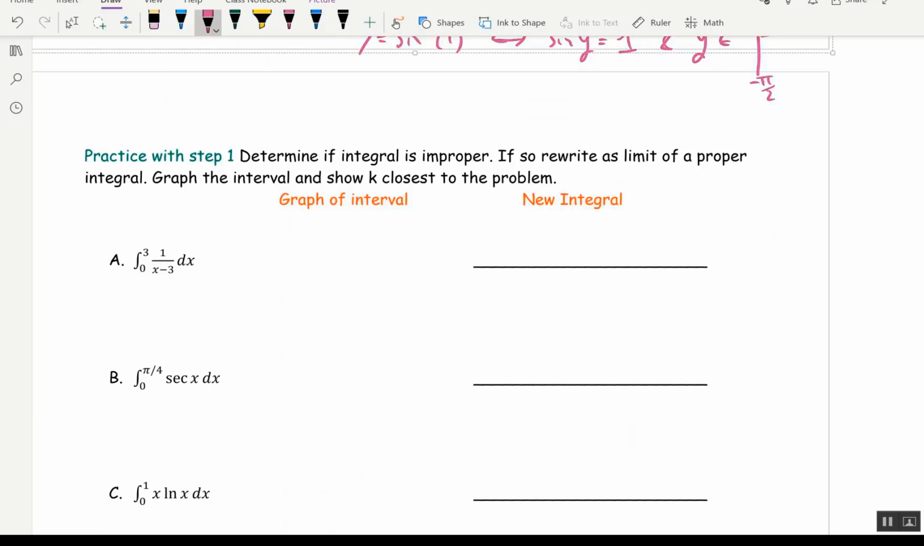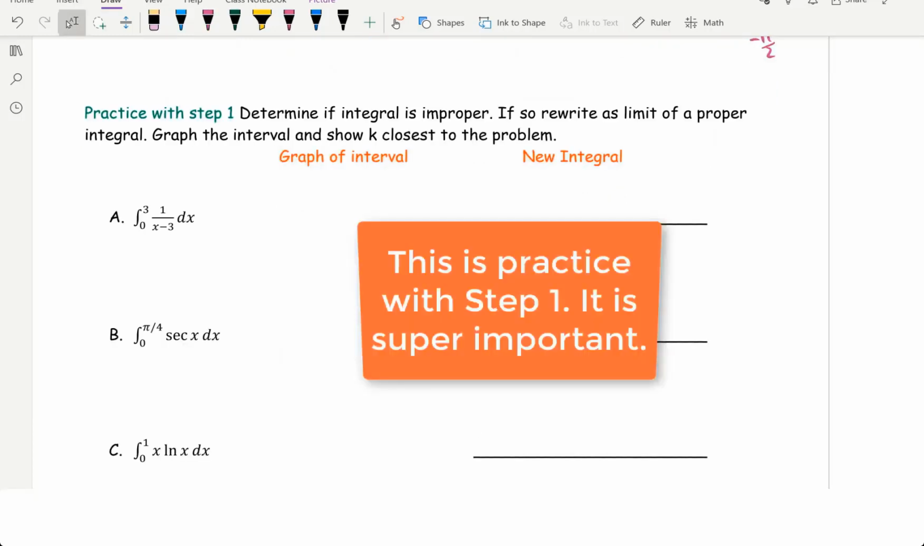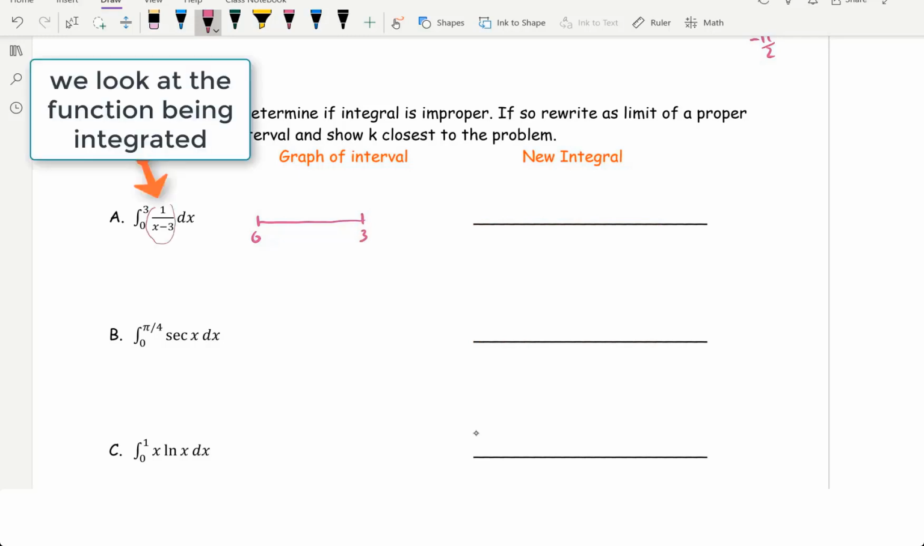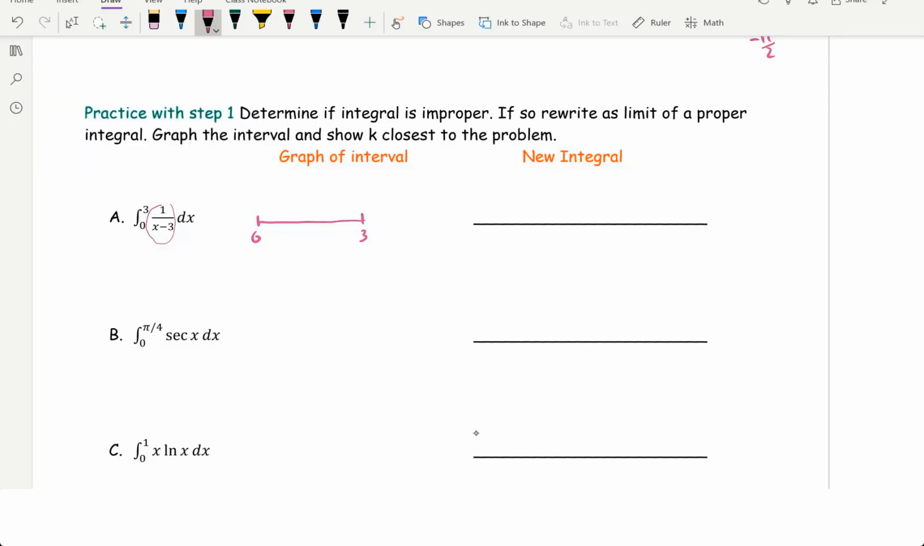Determine if the integral is improper. If so, rewrite it as the limit of a proper integral. So let's look at these. Let's graph our interval 0 to 3. And then we look at this guy and we say, all right, does this have any problems on that interval? There's no problem at 0, because you get 1 over negative 3. That's fine. But up here at 3, there's a problem, because we get 1 over 3 minus 3 is 0. So the problem is at 3.